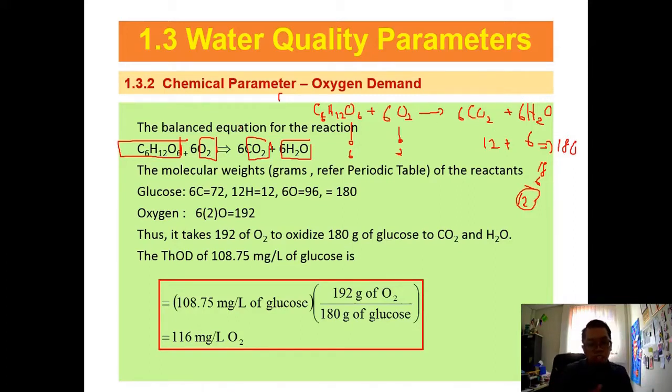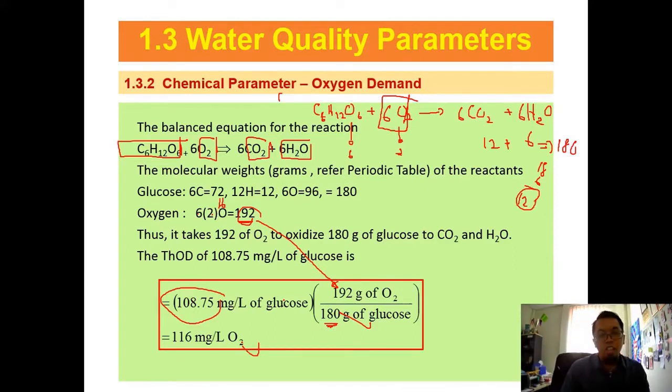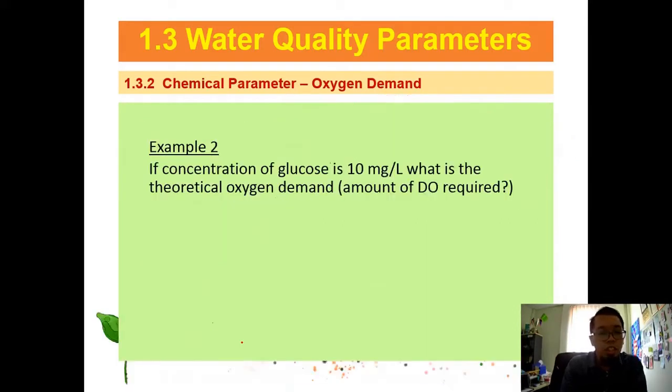After you balance the equation, you find the molecular weight of the glucose, and then the oxygen required. Okay, oxygen required here is 6. So oxygen is 16. Oxygen is 16. 16 you multiply with 2, multiply with 6, you then get 192. So here you substitute 109 based on the question given, the amount of the substance, and this one you find from the periodic table, and then compute your theoretical oxygen demand. This is the way how you can find the theoretical oxygen demand.